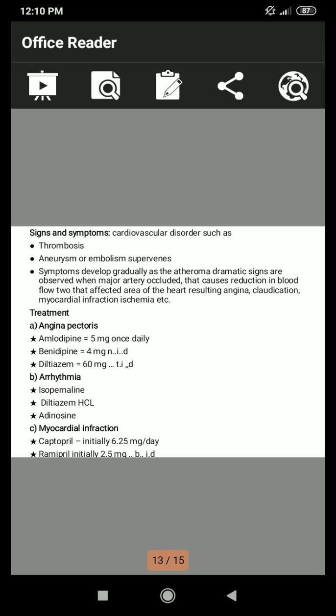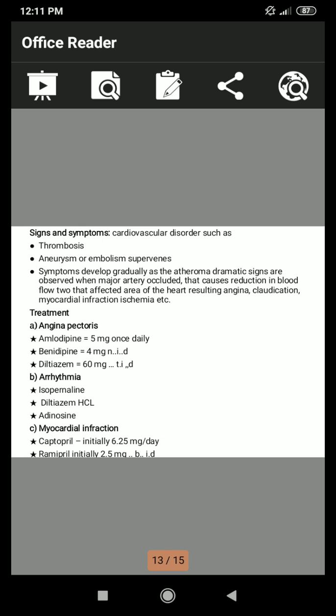What is the treatment of atherosclerosis? First is angina pectoris, second is arrhythmia, and third is myocardial infarction. In angina pectoris, the drugs are amlodipine 5 mg once daily, then benidipine 4 mg, and diltiazem HCl 60 mg TID. Then for arrhythmia: isoprenaline, diltiazem HCl and adenosine. Then for myocardial infarction: captopril initially 6.25 mg per day and ramipril initially 2.5 mg.